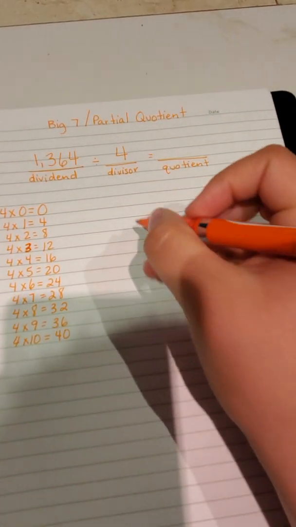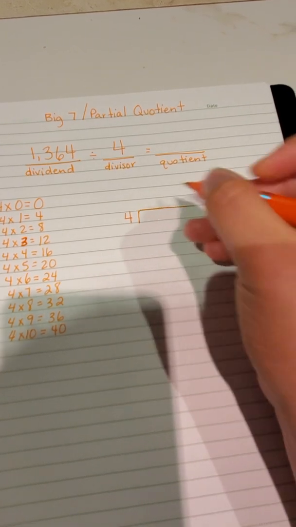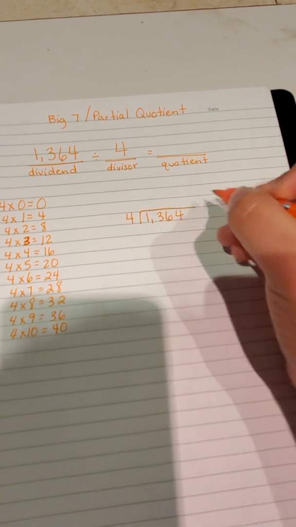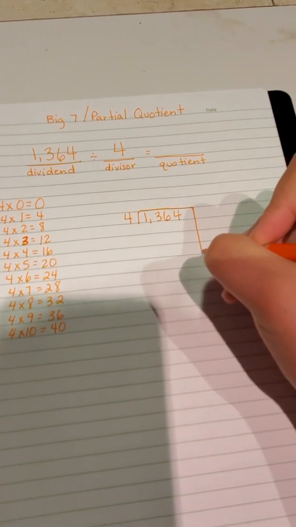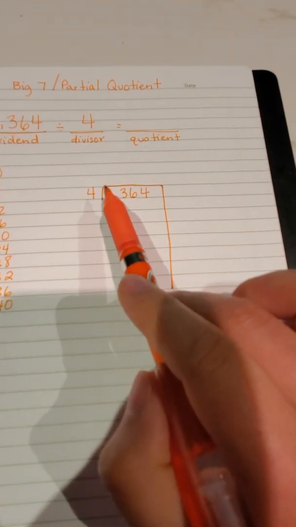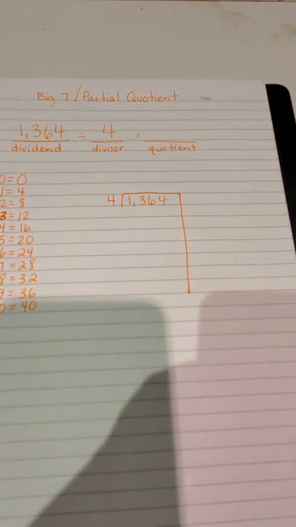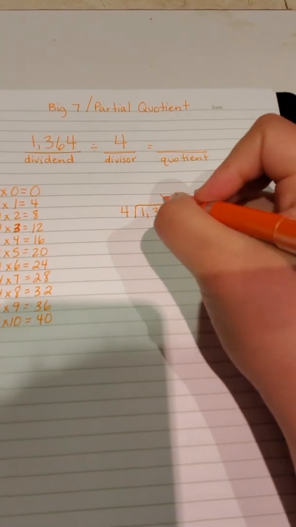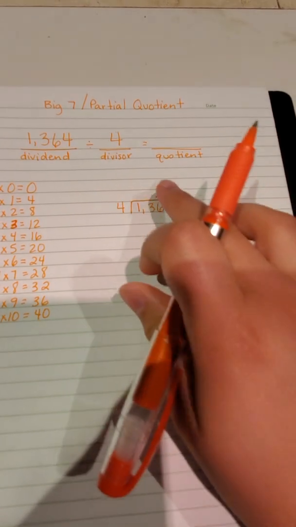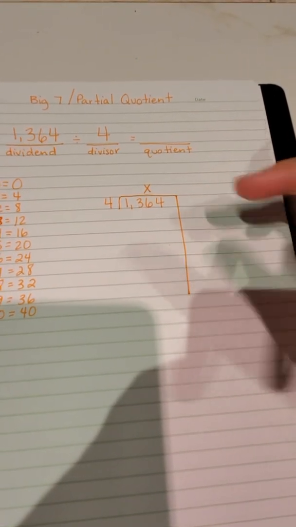So now for the big 7, we're going to set it up. I have my divisor, my dividend here on the inside, and I want to bring down this line right here, straight down. So what does it kind of look like to you? Like a 7, see? That's why we call it the big 7. So now I'm relating multiplication to division, so I have my multiplication sign, and my partial quotients I'm going to bring out here to the right.